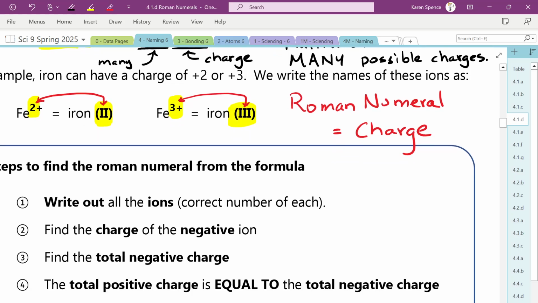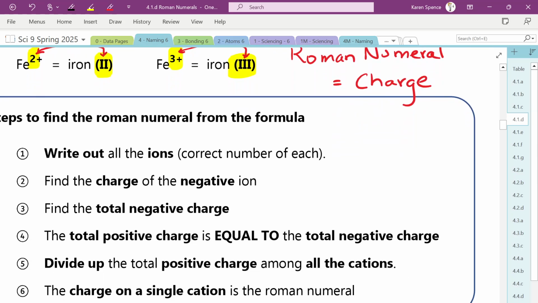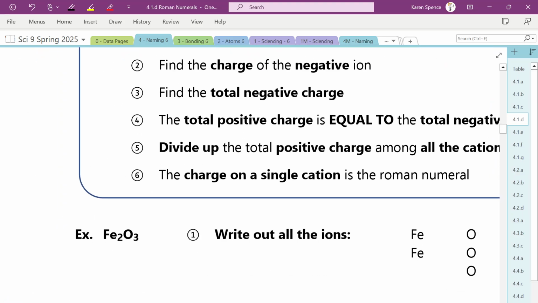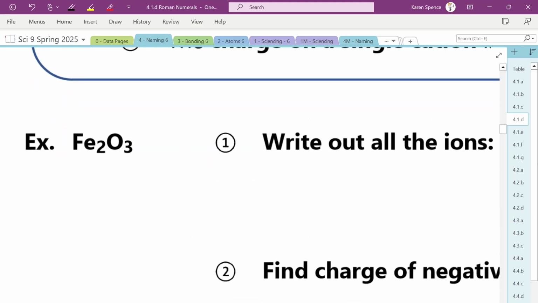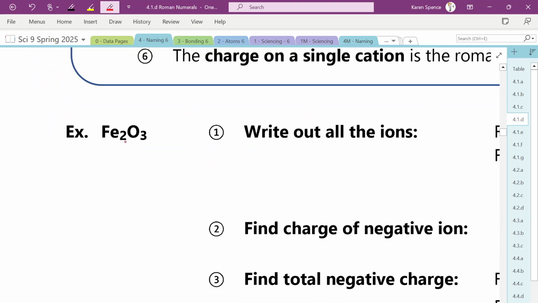So we have 6 steps here to find out the Roman numeral from the formula. I often find reading out the steps ahead of time just confuses people because they don't know what I'm referring to. So let's just start with an example and we'll come back to this. Okay, so here our example is Fe2O3.